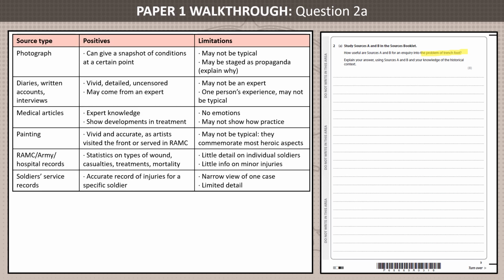Now, before we move on to the next question, let's just remind ourselves of some of the things we might think about when we're evaluating sources. Firstly, here are the most common types of sources which we might be given on the exam paper, together with some of the positives and limitations to get you thinking. Now, it's very useful to know about these types of sources, as this will give you an idea of the sorts of points you could make when writing in the exam.